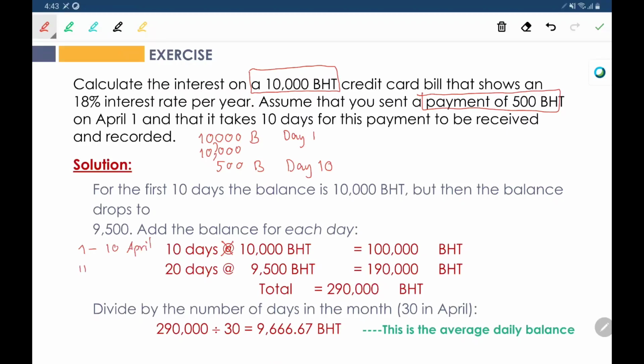And on day 11, it has already received your 500 baht, right? So the balance is 9,500 baht. So they think that your principal from day 11 to day 30 is 9,500 baht for 20 days. And they add up this amount of money together. You get 290,000 baht for 30 days. And then they divide this amount of money by the number of days in that month. So you get this amount of money. This is going to be your principal P.